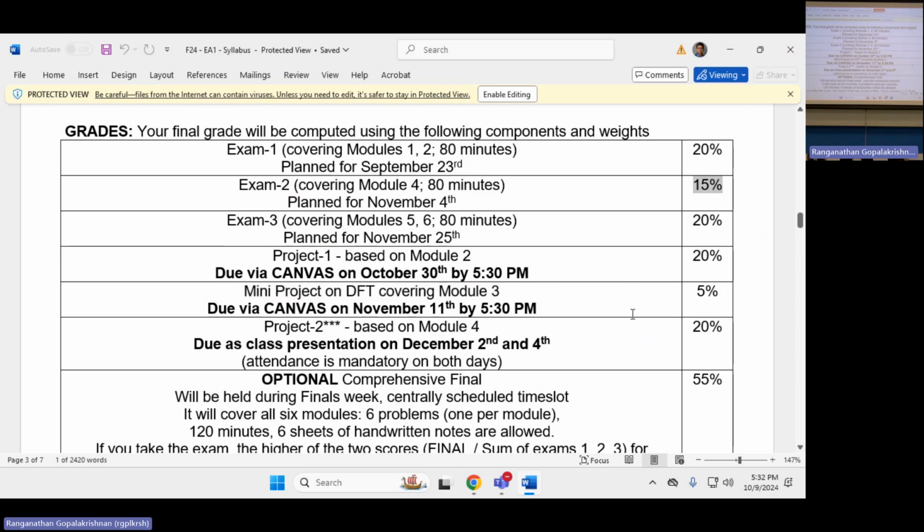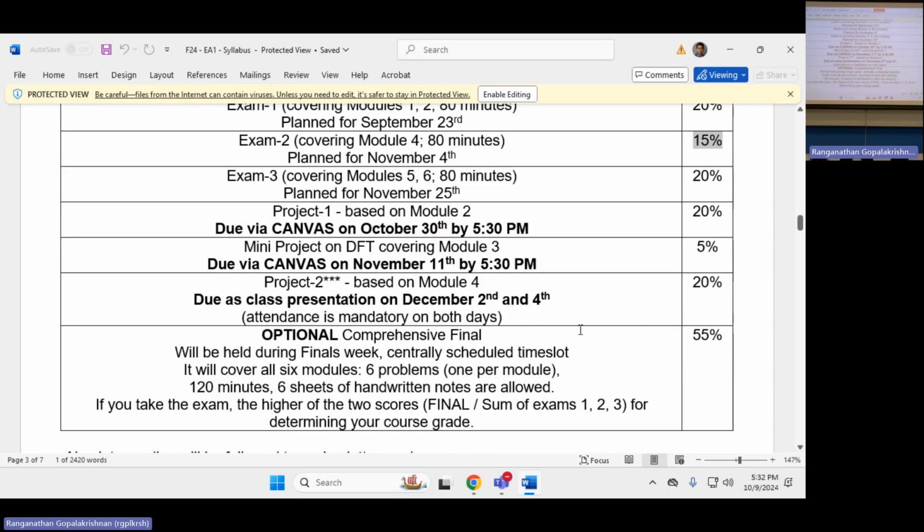That makes the total contribution of exams 20 plus 15 plus 20, which is 55%, which is what the optional comprehensive final will also be worth. Of course, I'll make some tweaks to this also, which I'm still thinking about. I'll get back to you on that.